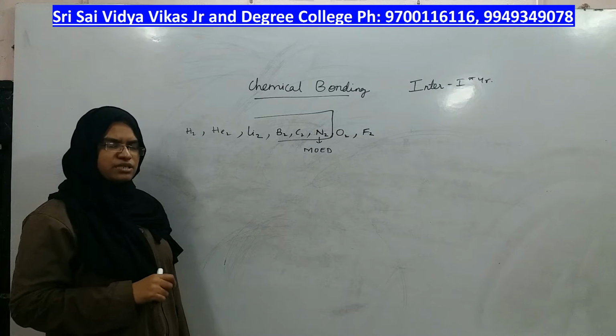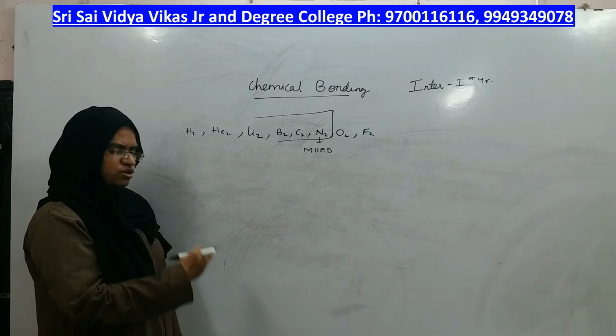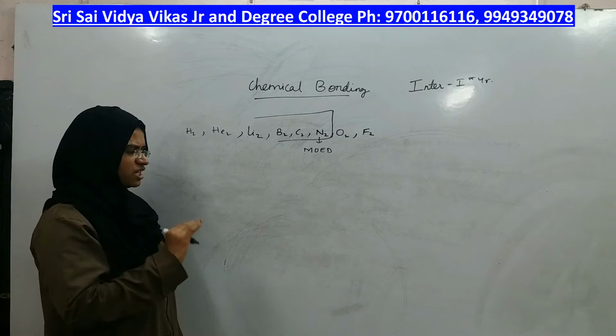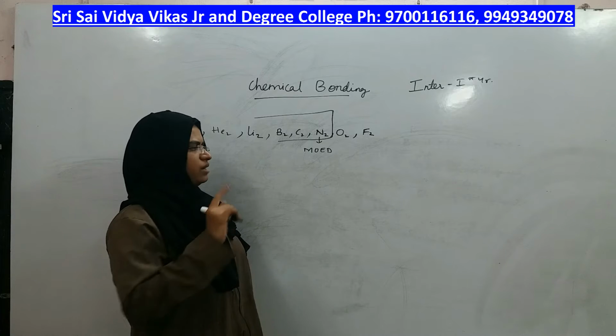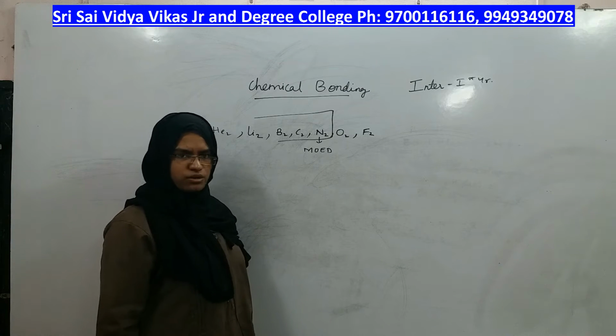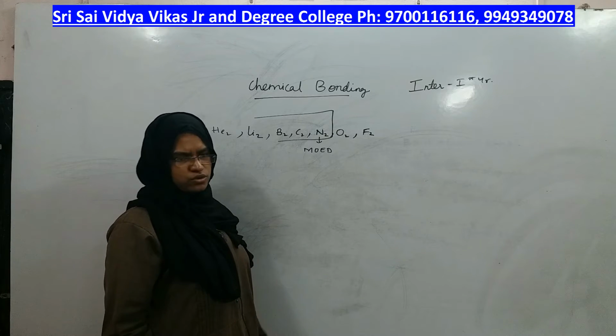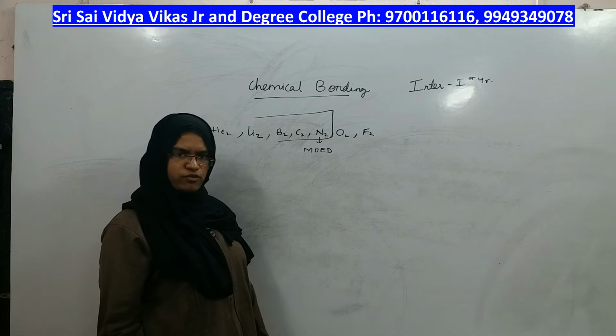In the exam they may ask you to draw the MOED of the nitrogen molecule, which means you have to draw the total diagram neatly, describing each and every detail clearly, right? MOED diagram of N2 means you have to draw the energy diagram of N2. In the same way, MOED diagram of O2 means you have to draw it for O2, and the same goes for F2 also, right?